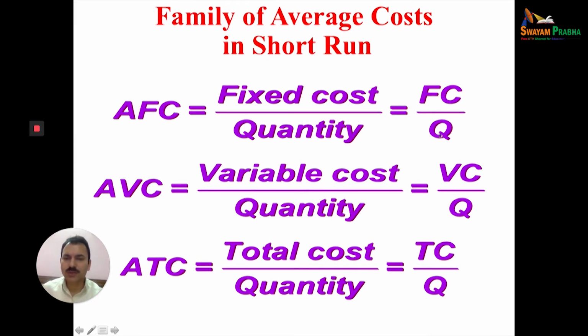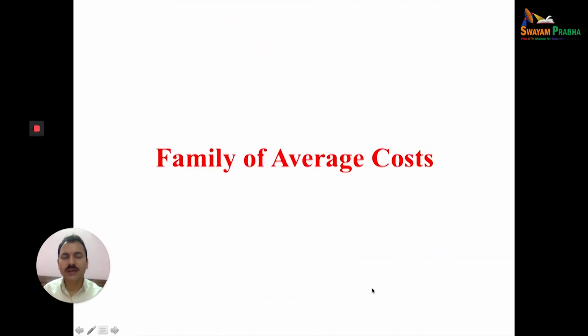Average fixed cost means fixed cost divided by quantity, whereas average variable cost means variable cost divided by quantity. Average total cost is total cost divided by quantity. This can be explained with the help of the next diagram.